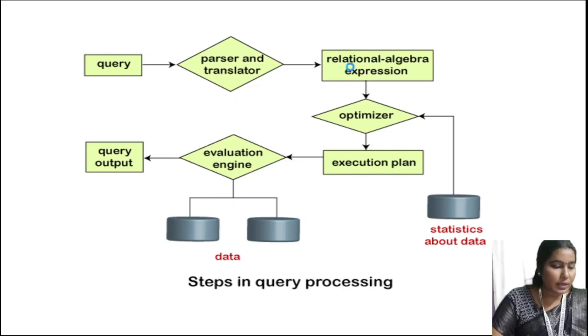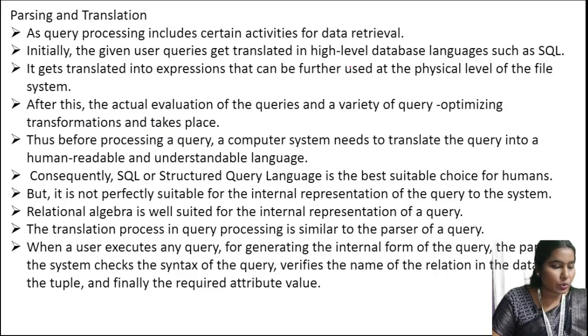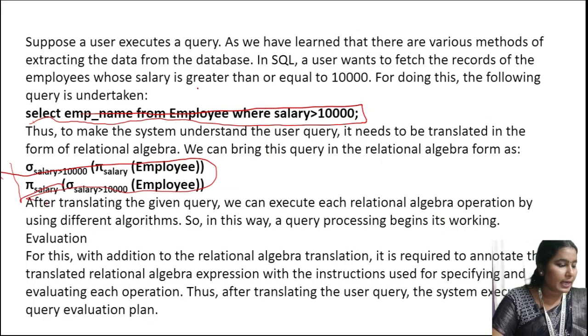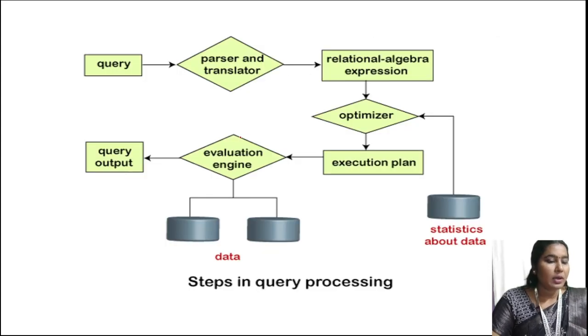Before, I gave you two ways to fetch the data: sigma salary and pi salary, two ways to fetch the same data from the employee table. Here the optimizer helps you fetch the exact data. It analyzes the relational algebra expression and finds the most efficient way to execute it, like planning the fastest route on Google Maps instead of taking a random road.